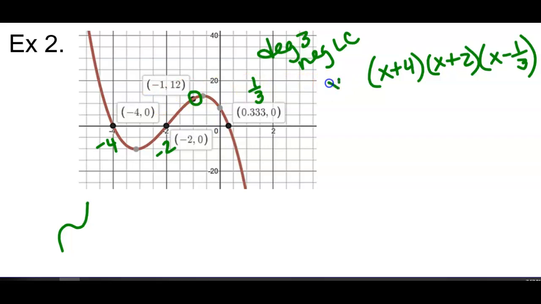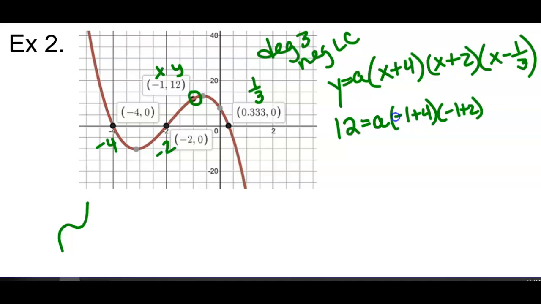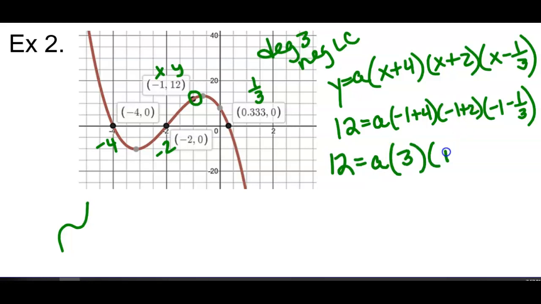All right, so we have y equals a, and we're going to put in this x and this y. So we have 12 equals a times negative 1 plus 4, negative 1 plus 2, and negative 1 minus 1/3. All right, that gives me 12 equals a times 3. Negative 1 plus 2 would be 1. Negative 1 minus 1/3, you could do it on your calculator, but it's negative 4/3.